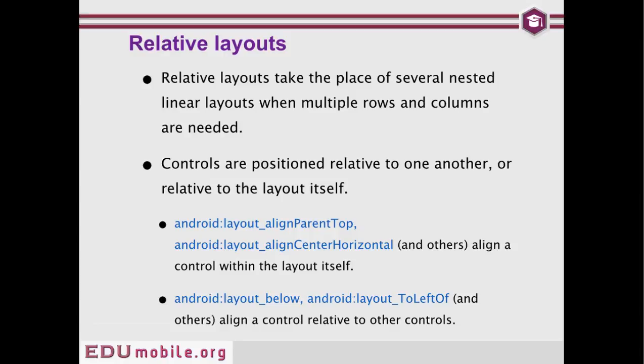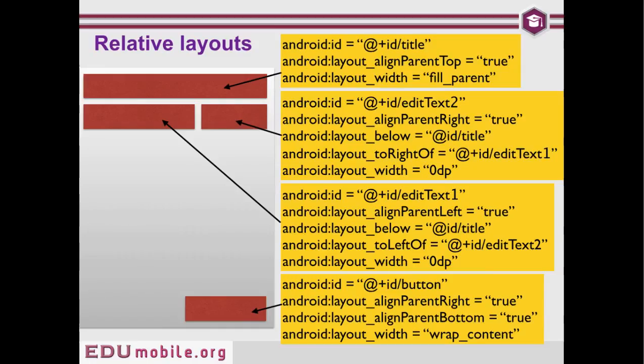And we also have things like layout below or layout above or layout to left of, layout to right of, to align a control relative to other controls within the layout. So we can kind of see where this is going. In this layout, we could not really achieve this with linear layouts without doing a whole lot more work. Now I know this looks like a lot of work, but it's really not.